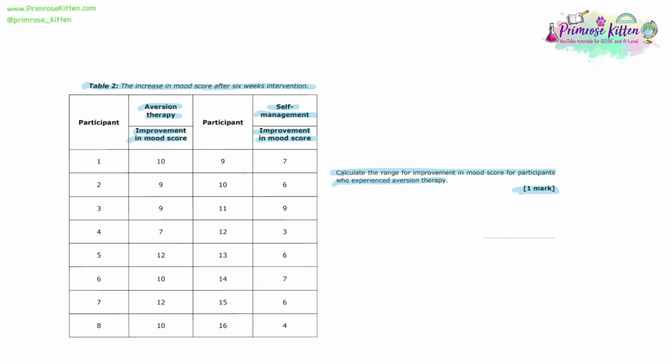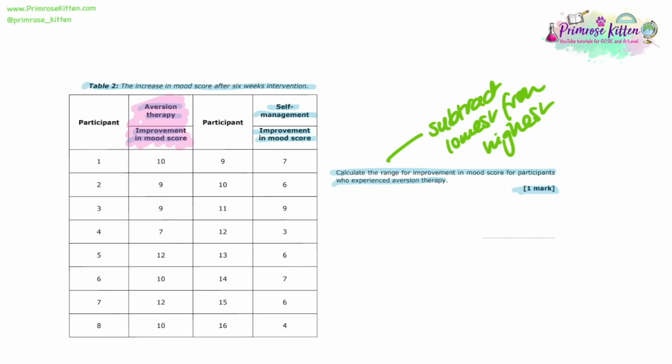Firstly, remind yourself how to calculate the range. This is when we subtract the lowest score from the highest score in the data set. So if we have a look here at table 2, firstly, we note that we are wanting to calculate the range for improvement in mood scores for those who experienced aversion therapy. And so we can look in the second column at the aversion therapy improvement in mood scores.